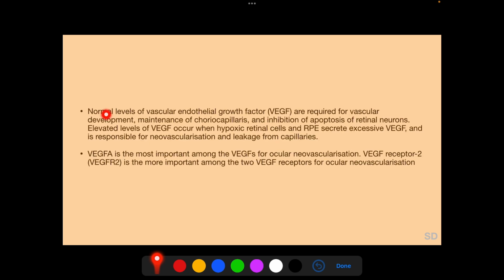Normal levels of VEGF are required for vascular development, maintenance of choriocapillaries, and inhibition of apoptosis of retinal neurons. Elevated levels of VEGF occur when hypoxic retinal cells and retinal pigment epithelium secrete excessive VEGF, and this excessive VEGF is responsible for neovascularization and leakage from capillaries. VEGF-A is the most important among the VEGFs for ocular neovascularization, and VEGF receptor 2 is the more important among the two VEGF receptors for ocular neovascularization.